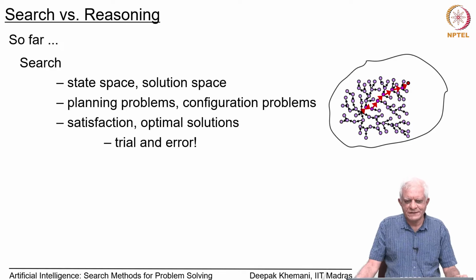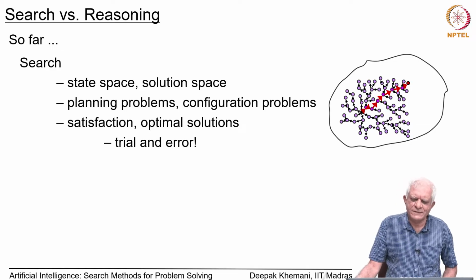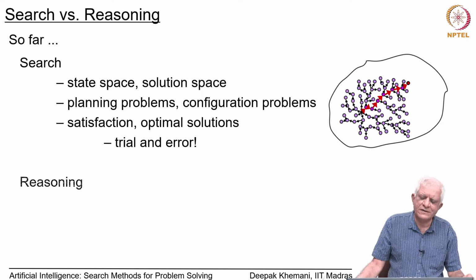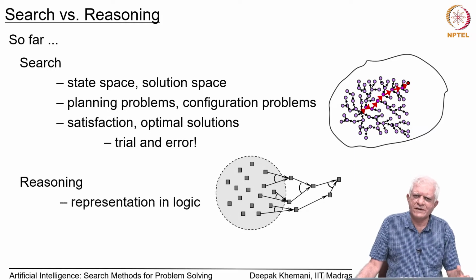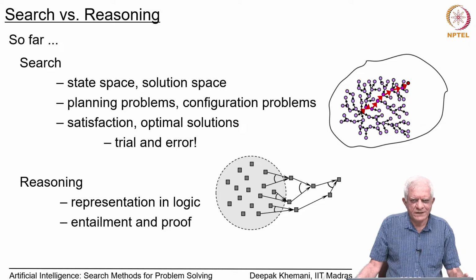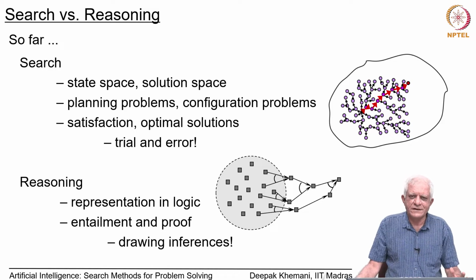You try out different options mentally in some sense, and then select the sequence of decisions or actions that you will make. Then we spent a week or so looking at representation and reasoning, and we saw the notion of validity, entailment, and proof, and we underlined the fact that finding a proof is essentially a search based method. But the key feature was drawing inferences.